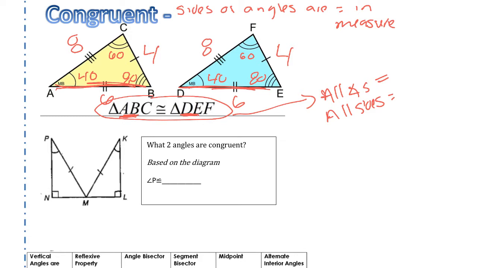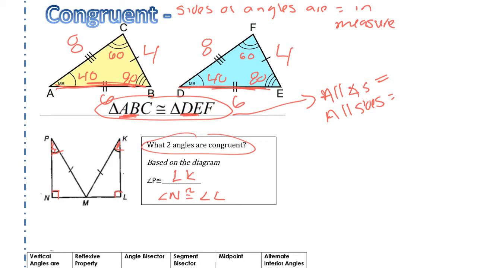All right, so looking at this diagram, what 2 angles are congruent based on the diagram? Well, I see this one and this one have that 1 tick mark. So angle P is equal to angle K. You could also say, since these are both 90, angle N is congruent to angle L.